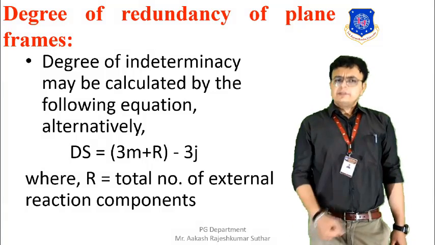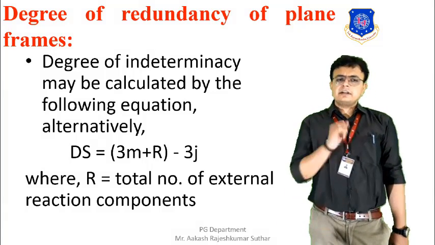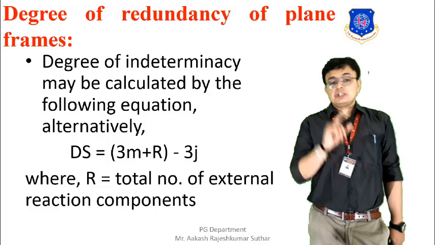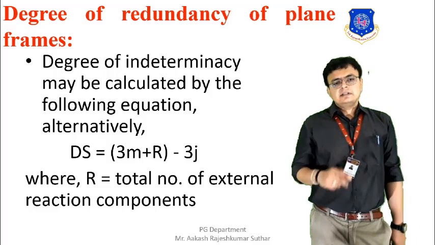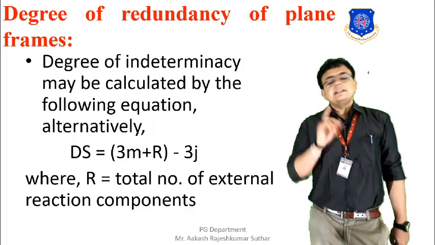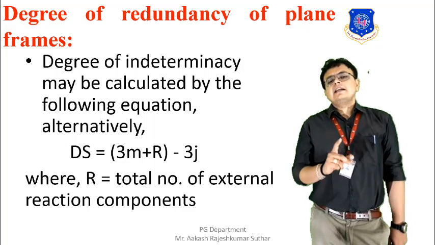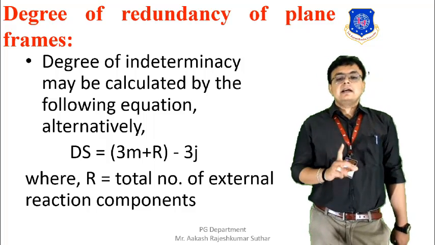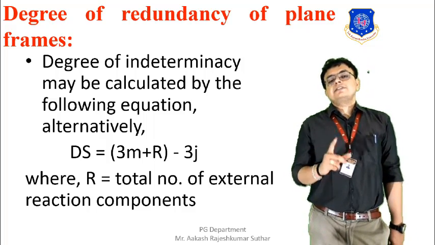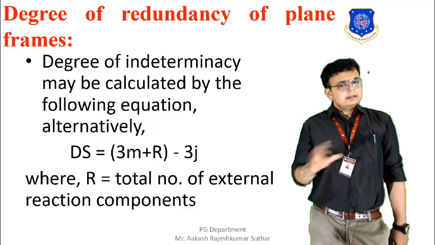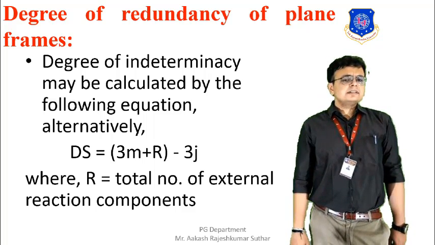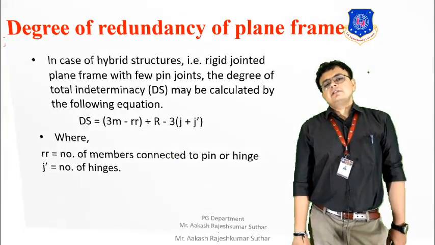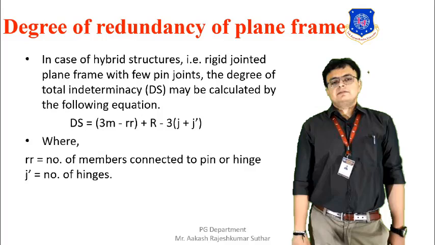Further discussing, the degree of indeterminacy may be calculated with the help of the following equation. It is Ds equal to 3m plus R minus 3j, where capital R is the total number of external reaction components, m is the number of members, and j is the number of joints. So these are all the important things for the plane frame.